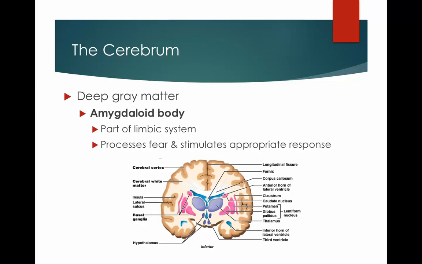And then last but not least, as far as deep gray matter, is the amygdaloid body. The amygdaloid body is a cerebral structure that contributes to the limbic system. Again, the limbic system is a functional brain system, meaning it is areas within the brain, widely distributed throughout the brain, that are all in communication with each other in regards to processing emotion, making us aware of varying stimuli that induce emotional responses. And the amygdaloid body plays the primary role in processing fear and then stimulating appropriate responses to fear.